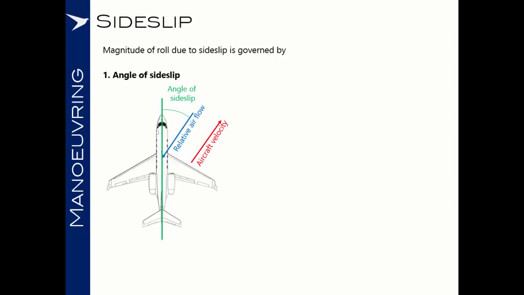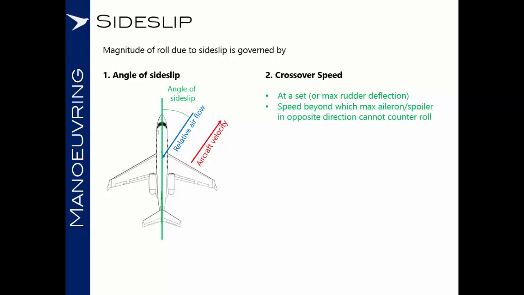We talked about the roll rate in a side slip being potentially very large. So what is it that governs this? Well, first of all, there's the angle of the side slip, the angle now between the relative airflow and our longitudinal axis, the green line. The second point is the crossover speed, that is to say, at a set rudder deflection, which may be maximum in your aircraft, there will be a speed at which maximum aileron or spoiler in the opposite direction cannot counter the roll as a secondary effect of the yaw.